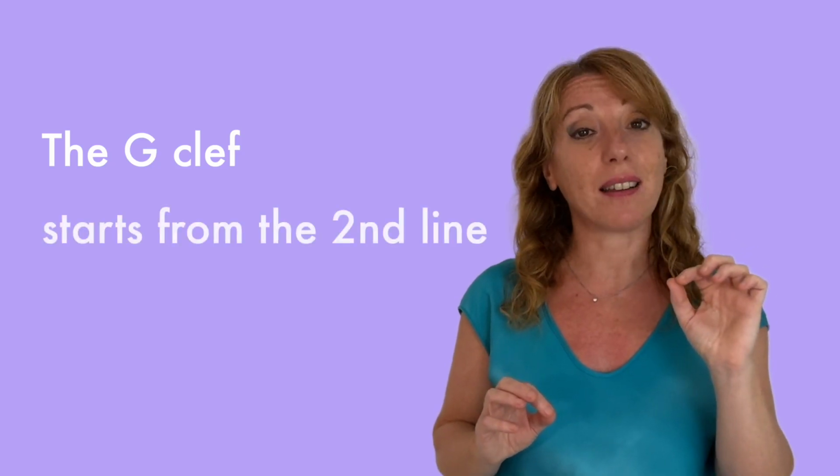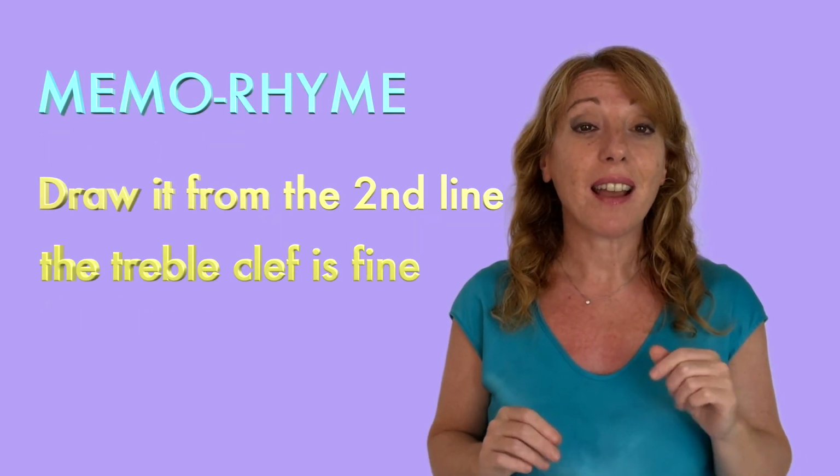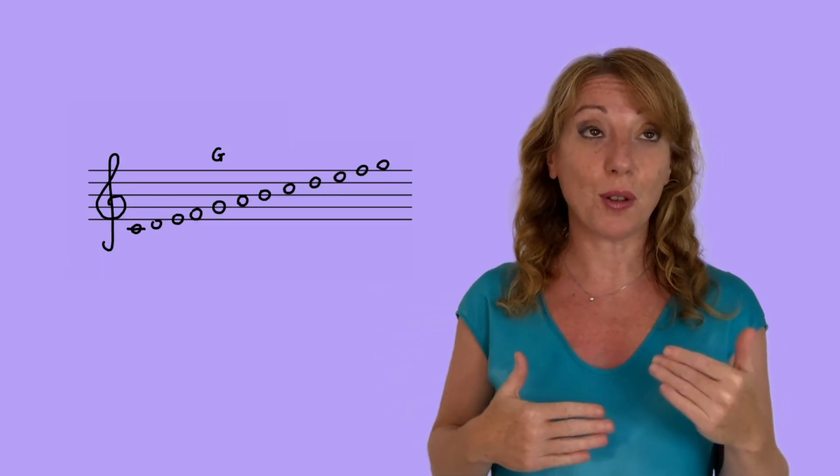The treble clef is also called the G clef because it starts from the second line and it tells us where G is. I've got a mnemonic rhyme for you to remember. Draw it from the second line and the treble clef is fine. Easy. From the second line, draw a tummy, go up, change direction, straight down and a curl, and that is the treble clef. So the treble clef tells us where G is and we gather the name of the other notes. Do, re, mi, fa, sol, la, si, do, re, mi, fa, sol. These are the notes on the stave.